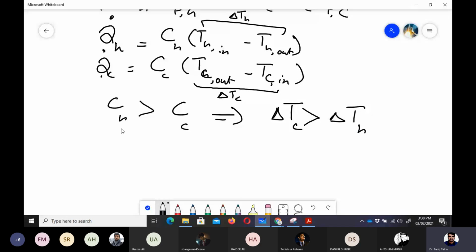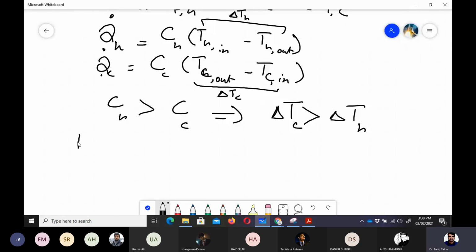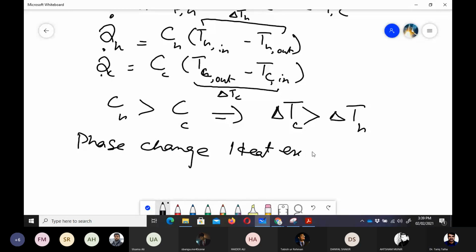But what will happen? So this was just for a simple heat exchanger where there is no phase change. Now we talk about phase change heat exchangers. Any example of phase change heat exchangers? Anyone? Condenser and boiler. Excellent. Correct.